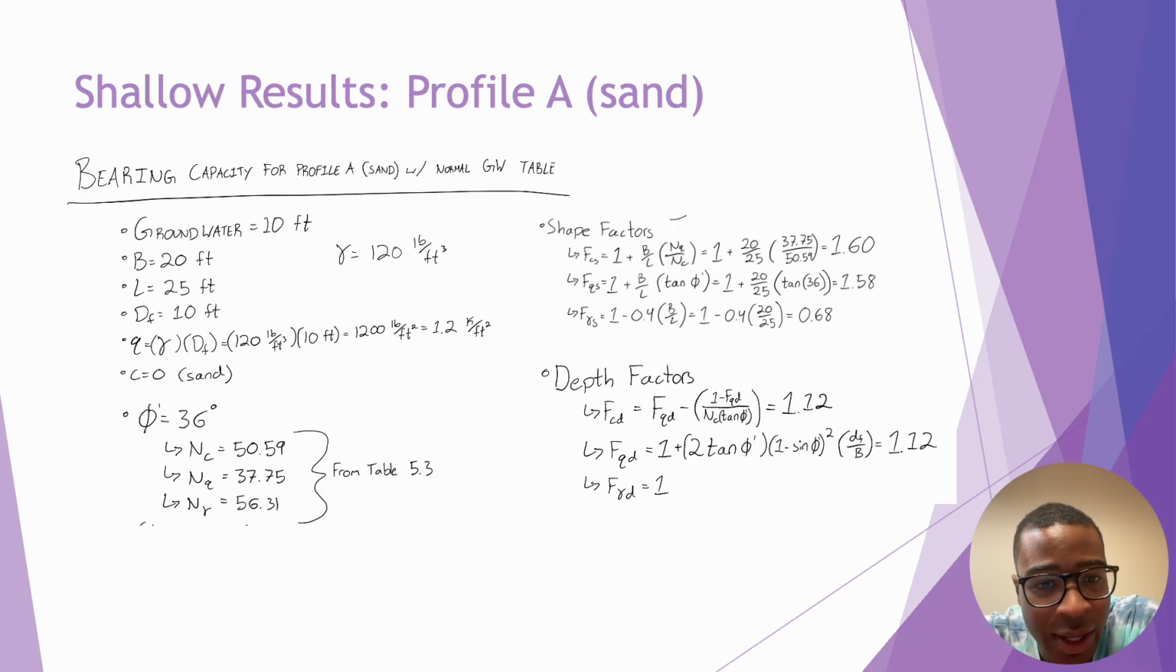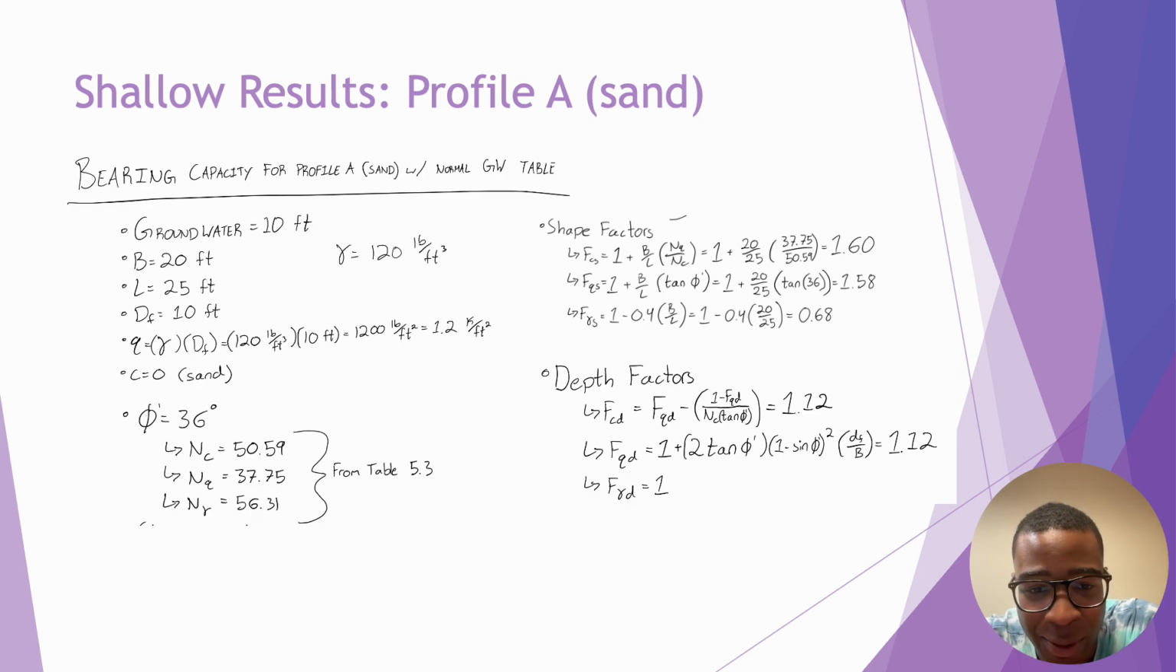We calculate q with gamma times Df, and we get 1.2 kips per feet squared. I should also mention that we assumed the unit weight of the soil was 120 pounds per feet cubed. And since we were working with sand, our cohesion is 0. So we decided to choose a phi prime of 36 degrees. That seemed typical of a sandy soil.